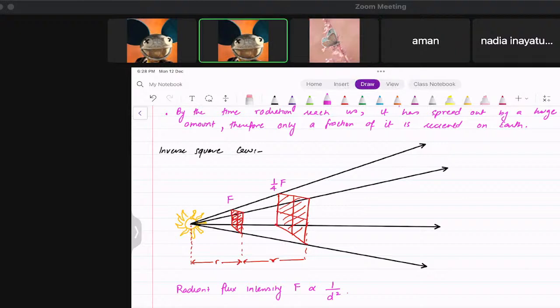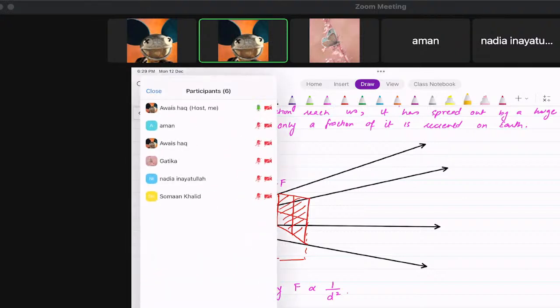If you look at it, because the rays are spreading, as you go forward and forward, you might see that the area is getting bigger and bigger, right? What area are we really talking about? We're talking about the intensity, the radiant flux intensity of the star.